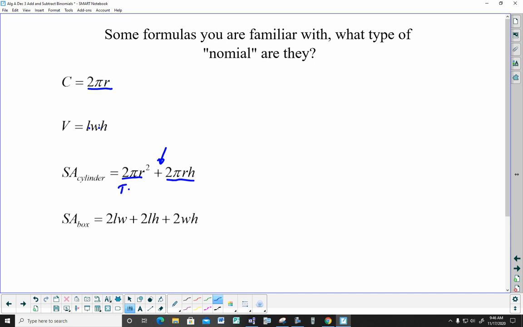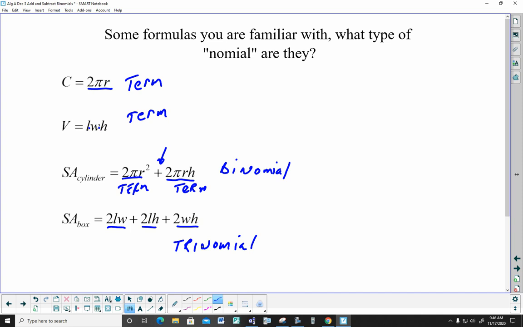So this is one term. This is another term. These are single terms. This is one term. These are two terms being separated by an addition symbol. So this is a binomial. This has 1, 2, 3 terms. So this would be a trinomial.